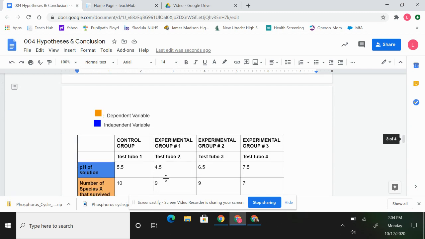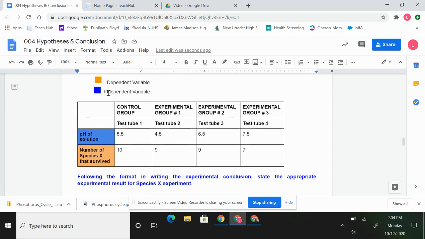Let's look at the chart here and state our conclusion, okay? The orange codes for the dependent variable, or the data, or the result of the experiment. The blue, again, refers to your IV. Okay, let's look at the IV. What's the change in the number? 4.5, 6.5, 7.5. Is it increased, decreased, stay the same, or removed?